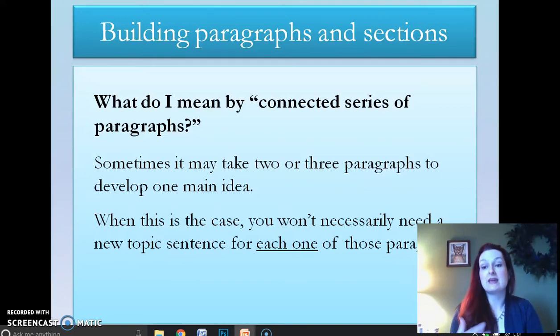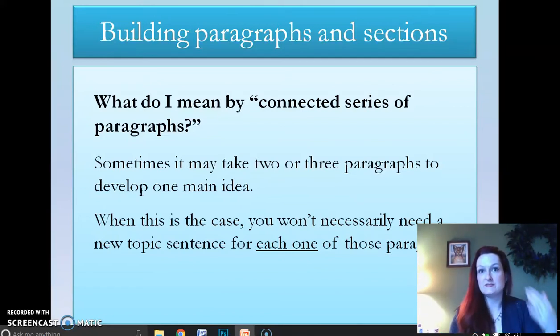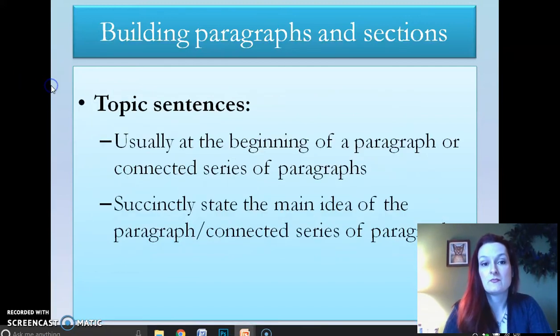So when this is the case, when it's going to take you 2 or 3 paragraphs to develop one main idea, you don't need another topic sentence for each of those necessarily. So I guess maybe a better way to say it is that every main idea needs a topic sentence. So every time you're moving on to a new main idea, you need a topic sentence to introduce it.